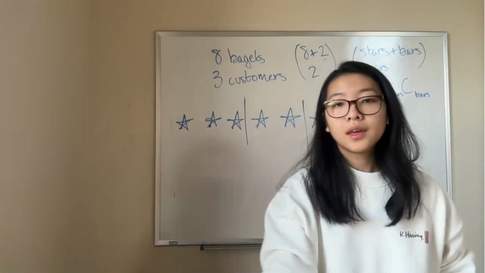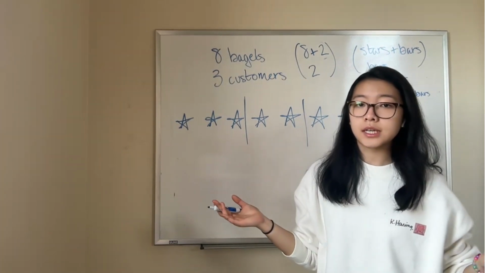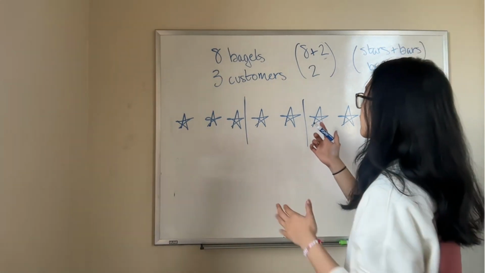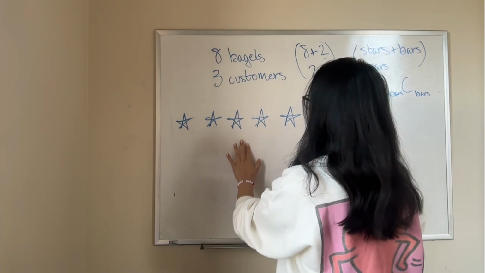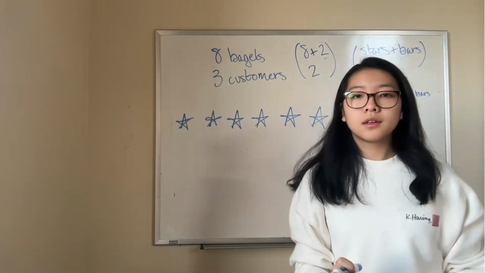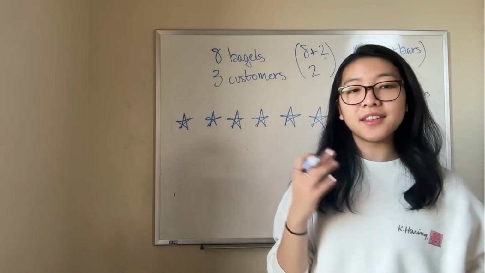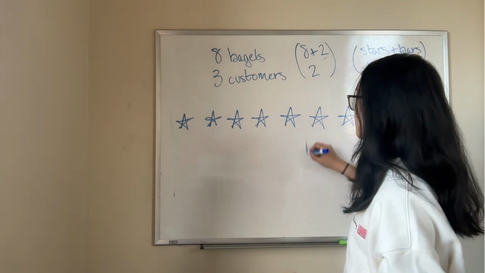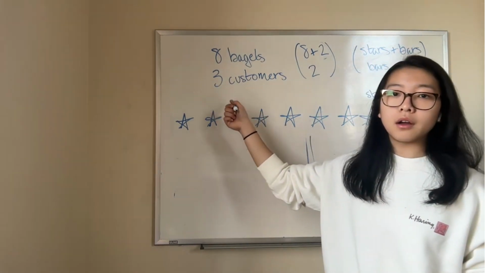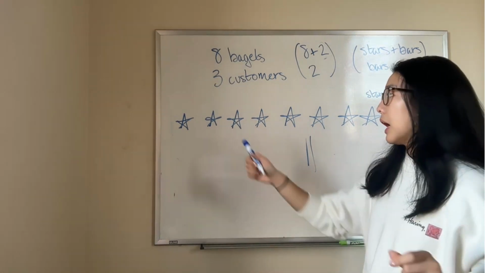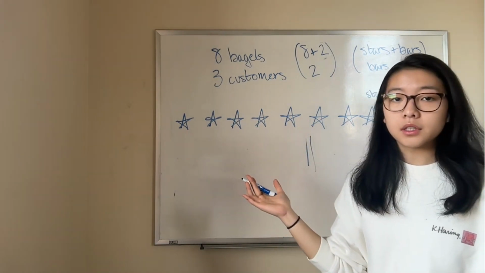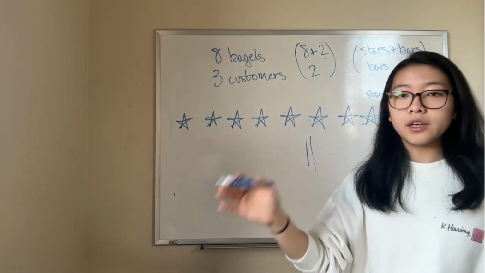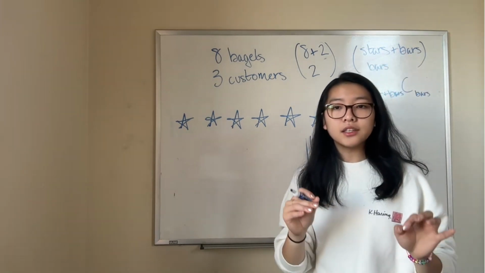So what if we did add a constraint in? What if we want to make sure that each customer gets at least 1 bagel? I'm going to give you a second to pause and think if you can come up with anything on your own. In general, we still have 2 bars because we're still dividing it among 3 people. But how does the way we divide up our stars change? Well, now some of our stars are fixed. We know persons 1, 2, and 3 each get at least one bagel.